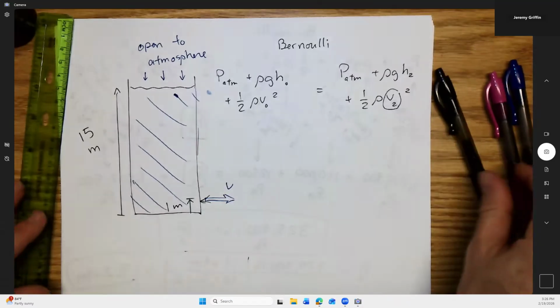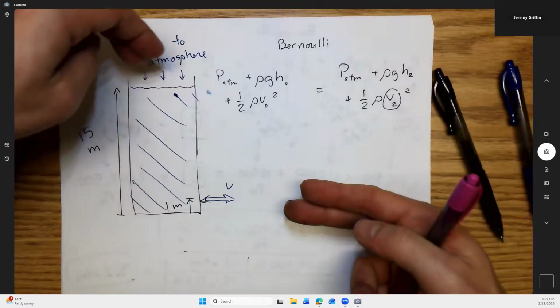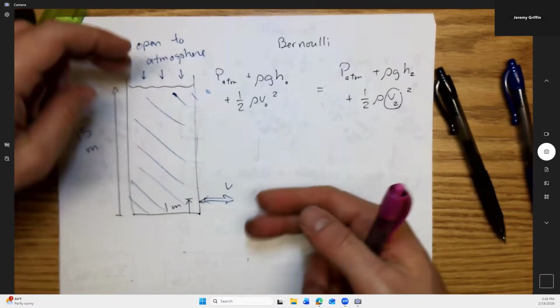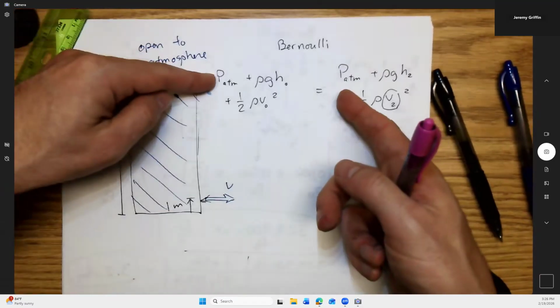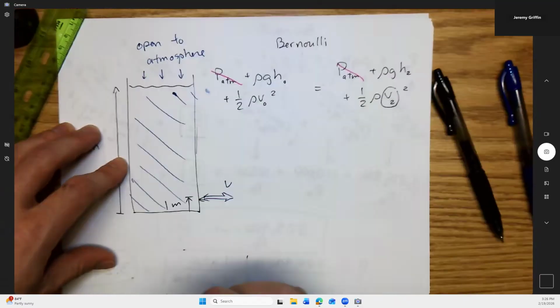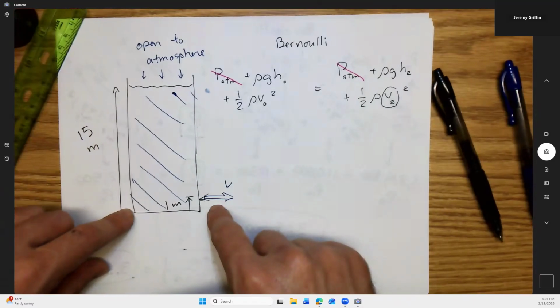But we can simplify some things. Here's atmospheric pressure, and here's atmospheric pressure. Over this height change, does the pressure of the atmosphere change significantly? No, it's about the same. So I'll just cancel that out.